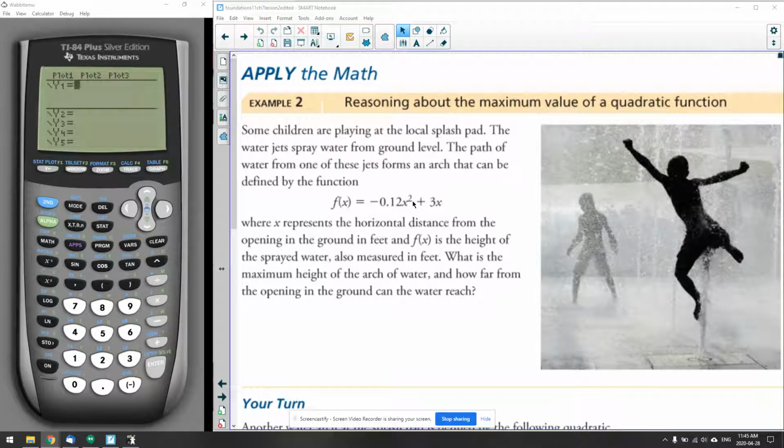All right, so we're going to take a look at using technology to graph our quadratic equations and to then also investigate some of the properties of that quadratic function. So we'll grab our graphing calculator, we'll press the y equals button, and we'll enter in this function right here, exactly as it's given. So negative 0.12x squared plus 3x. We're going to hit graph.